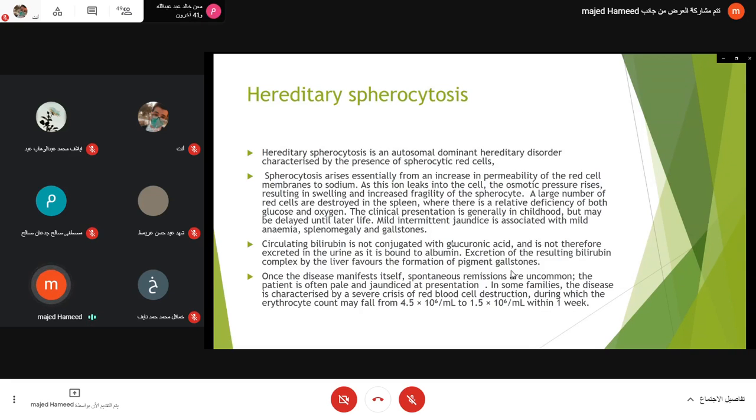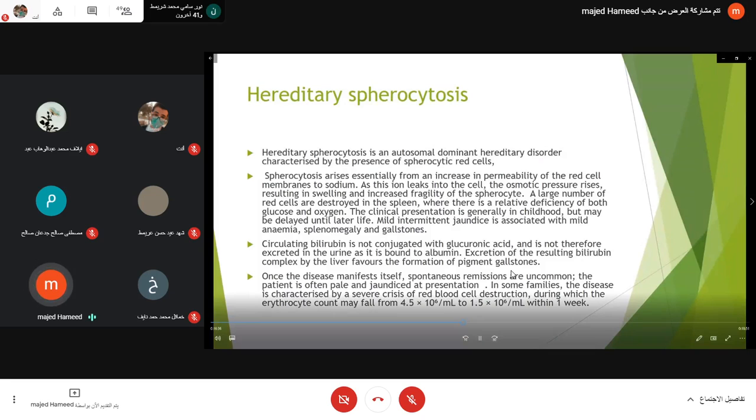Mild intermittent jaundice is associated with mild anemia, splenomegaly, and gallstones. Circulating bilirubin is not conjugated with glucuronic acid and is not therefore excreted into the urine as it is bound to albumin. Excretion of the resulting bilirubin complex by the liver favors the formation of pigmented stones.